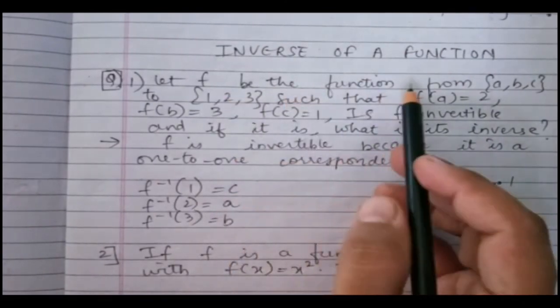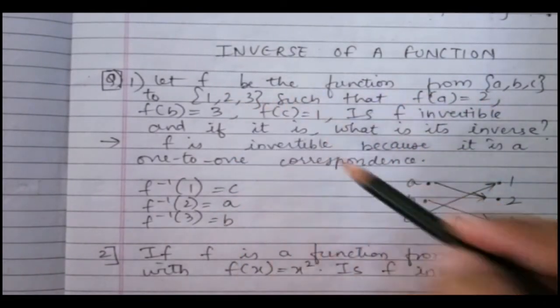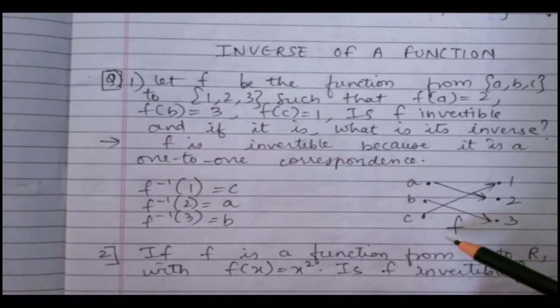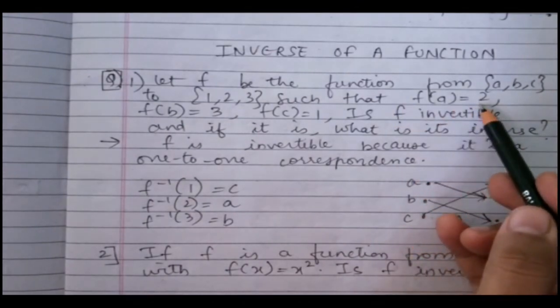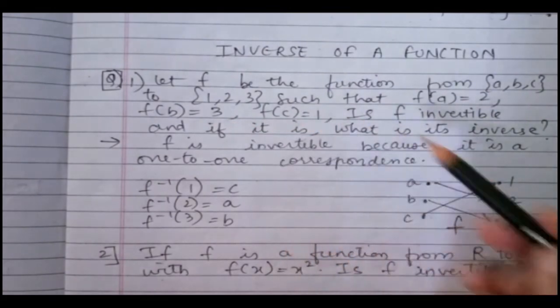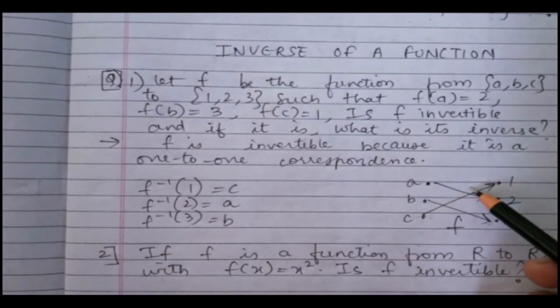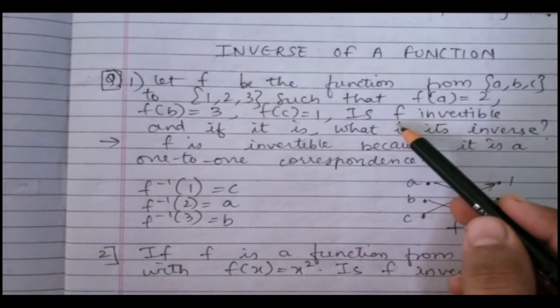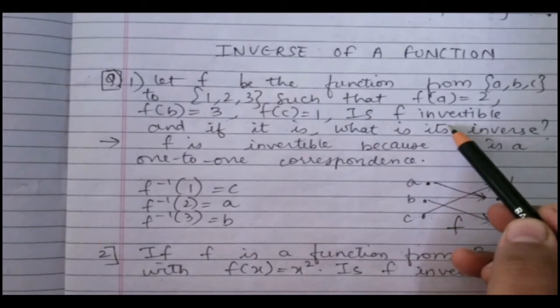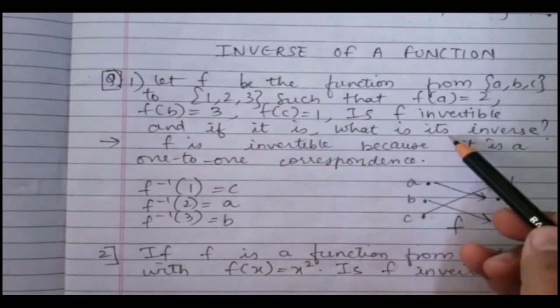Now we are going to see a sum on that. Say f is a function from {a, b, c} to {1, 2, 3}. So these are my two sets, and this is a function f from {a, b, c} to {1, 2, 3} such that f of a equals 2, f of b equals 3, f of c equals 1. So I draw the arrows that way. The assignments are done. Now I have to check whether the function is invertible or not, and if it is, what is the inverse of the function.